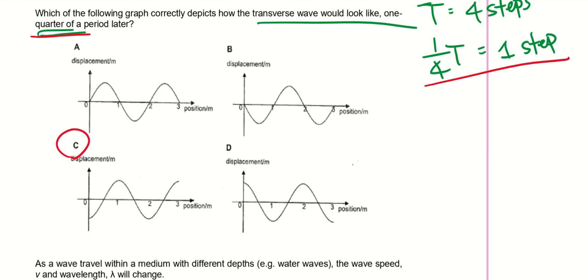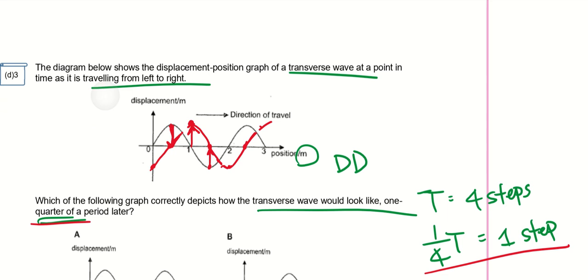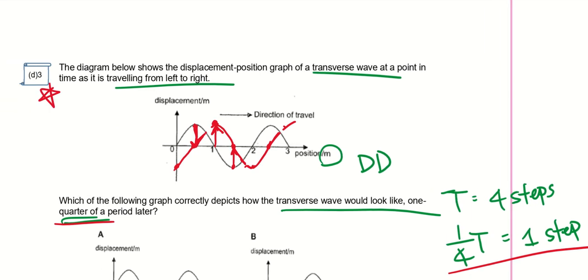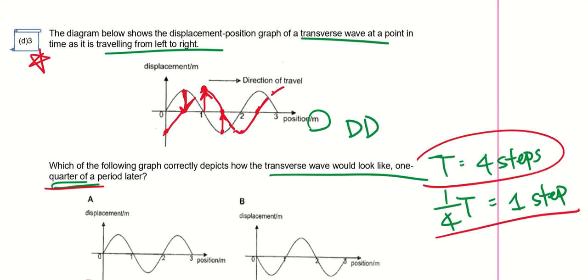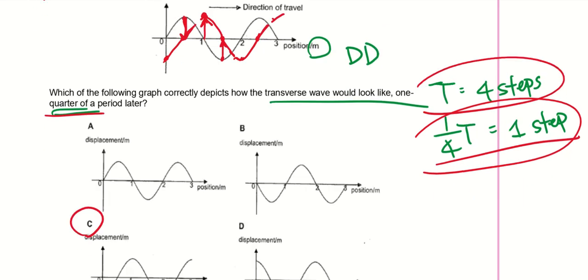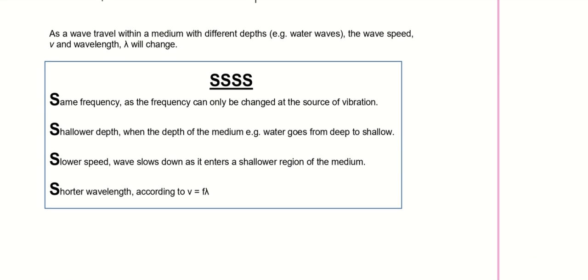Okay, so this question is quite tough. Please try to do it yourself. Okay, because of few concepts, you need to know period is 4 steps. 1/4 period is actually one step, right? And you also need to know how the points will look like, right? If the wave is going from left to right, that means you have to know how to draw your next wave, then draw vertical line to see where it cuts.